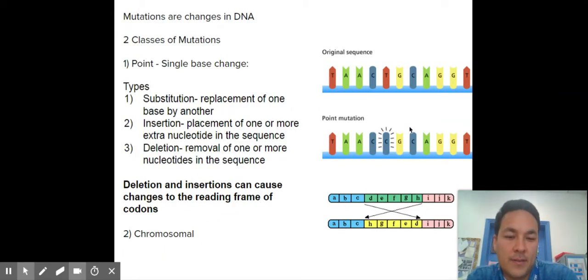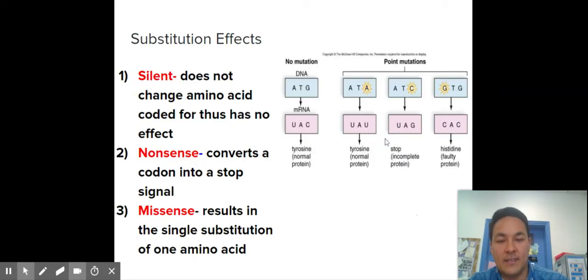Sometimes you can have just a substitution error. It'll just change one letter within the strand. So here it changed TAAC. This T changed to a C, and it might change one amino acid. Or, here's some examples of a substitution. We're going to change ATG to ATA. Here we'll change it to ATC, and here we'll change the first one to GTG. So normal is coding for tyrosine.